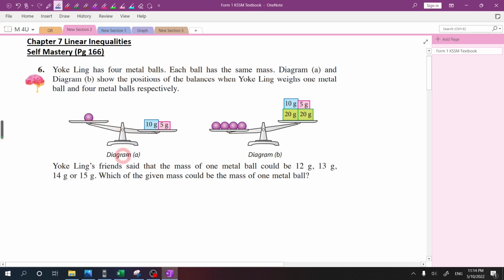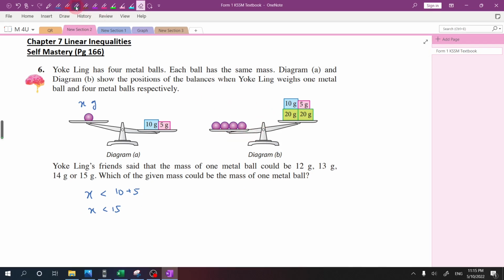Now you look at this diagram. Which part is actually heavier? You know this part, right? Okay, I just let the mass of a metal ball be x gram. By looking at this diagram, you know that x is less than 10 plus 5, correct? Okay, then x is less than 15.